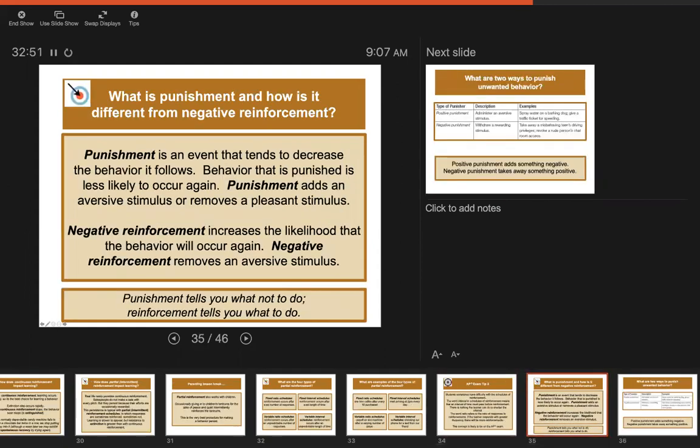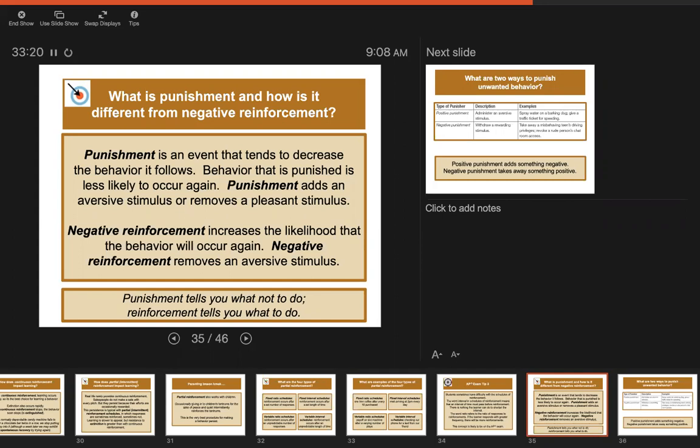So what about punishment? It's not negative reinforcement. That's what you should definitely understand. Punishment is different than negative reinforcement. And how is it different? Punishment is an event that tends to decrease the behavior it follows. Behavior that is punished is less likely to occur again. Punishment adds an aversive stimulus or removes a pleasant stimulus. Negative reinforcement, remember, increases the likelihood that the behavior will occur again.